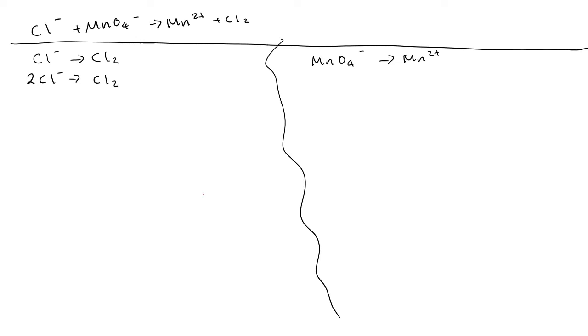For MnO4, you need to balance the manganese. But you can see how there's 1 manganese on the left hand side and 1 on the right hand side, so you don't need to do anything for that.